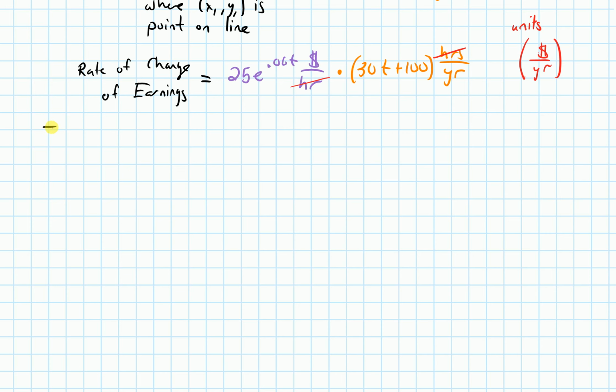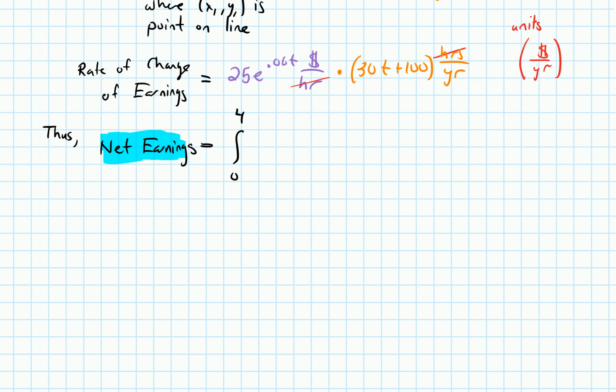Alrighty, so thus, her net earnings, and I'm going to highlight this, this is ultimately what we're after, her net earnings. Remember, we said that they are an integral from 0 to 4 of the rate of change of her earnings. But now we know what that rate of change is.